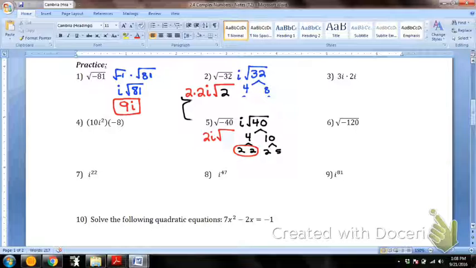So I have one group of twos, so that's going to be written on the outside, 2i, right, because we pulled the i out. And then what do I have left underneath the radical? A 2 and a 5, so what am I going to do with those numbers? Multiply, great. So 2i square root of 10 is going to be my answer. All right, let's try number 6. Go ahead and try number 6, done the same way.